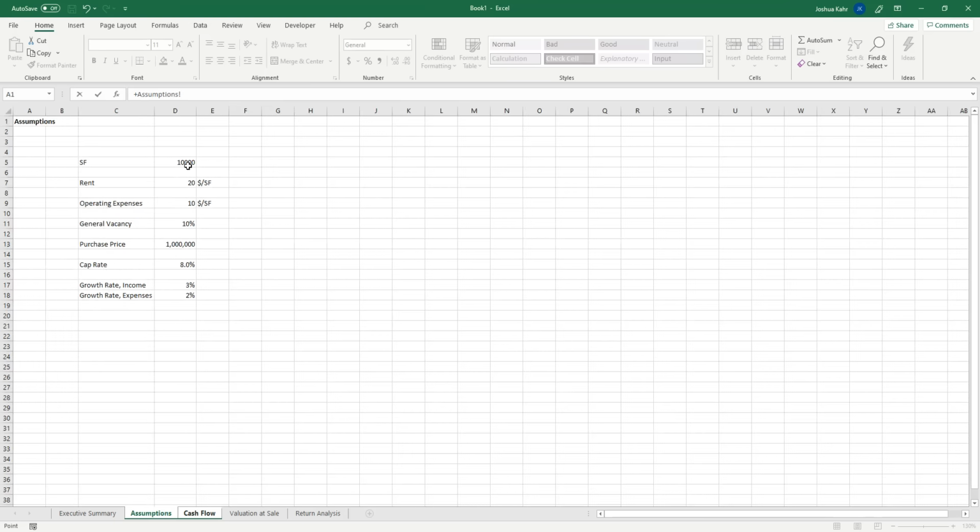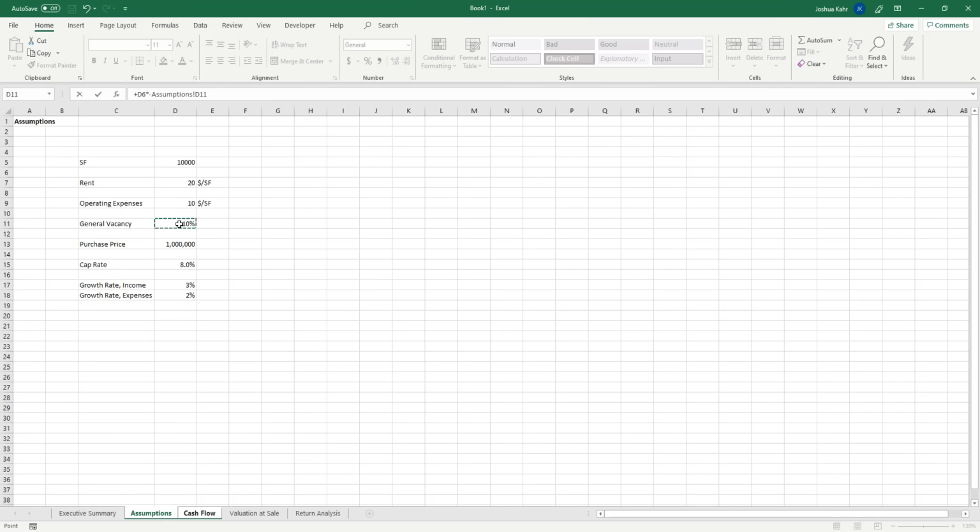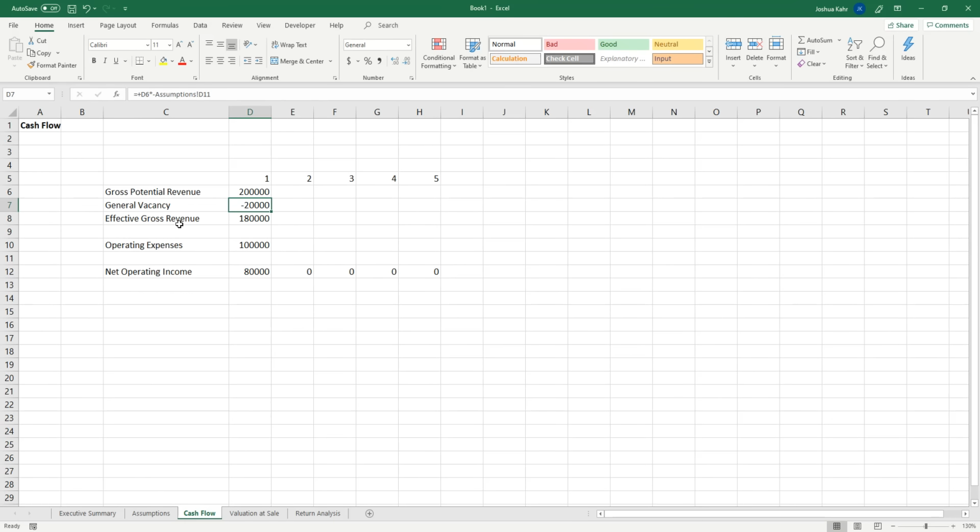OpEx will be 10,000 feet times 10. In this case, I'll show that as 100,000. It's being shown as a positive value. Generally, things that are expected are positive, like you expect expenses to cost you money, so that's positive. By comparison, vacancy, a loss on the revenue side, is usually shown as negative. So this, I'll take the $200,000 and I'll multiply that by negative 10%, and there it is, negative 20. Awesome. And then I will take this and I need to bring it across.